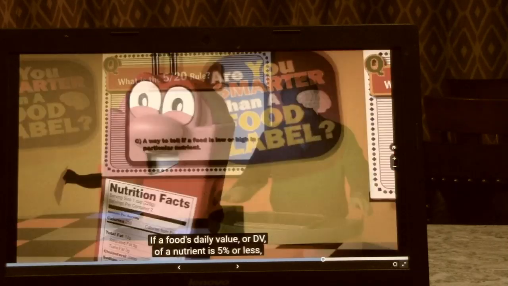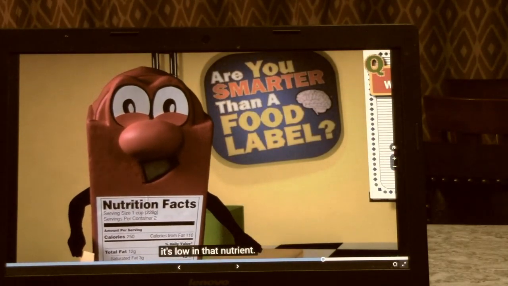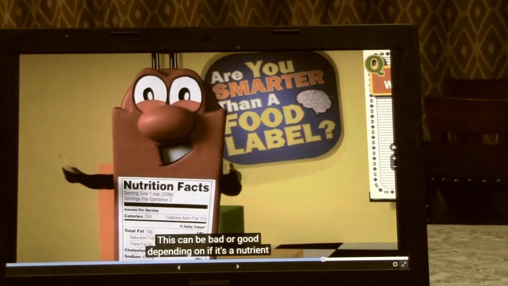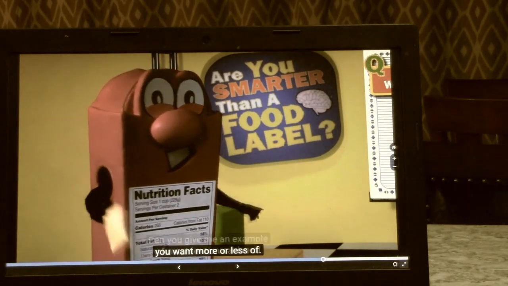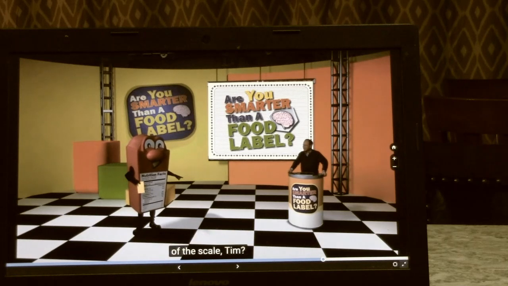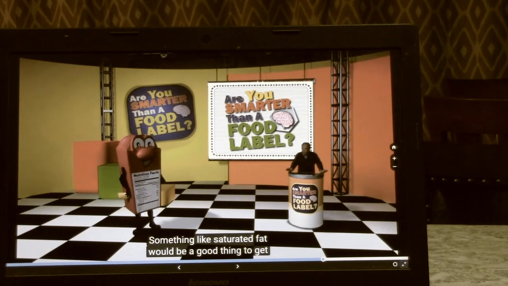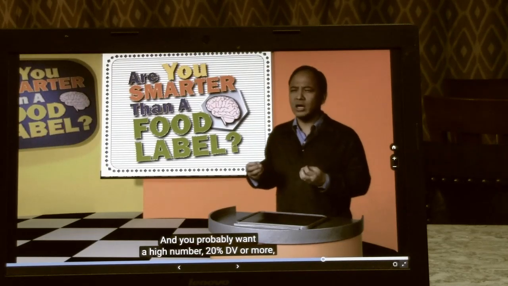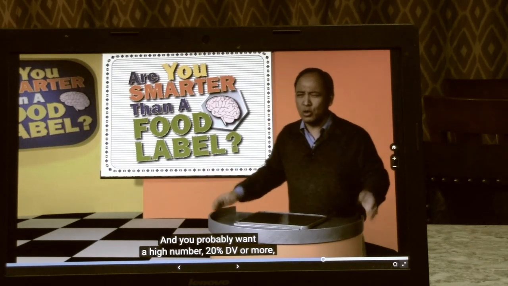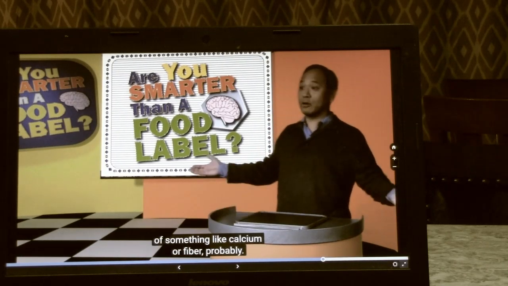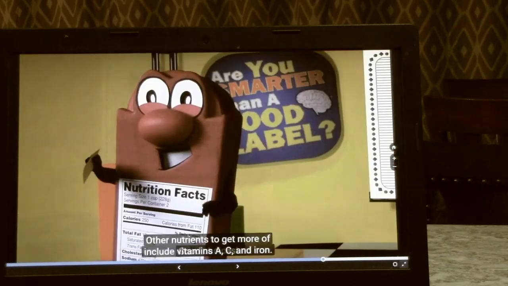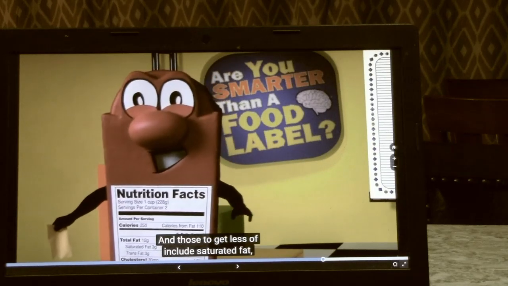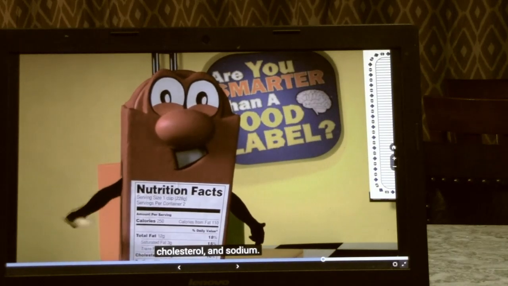If a food's daily value, or DV, of a nutrient is 5% or less, it's low in that nutrient. 20% or more means it's high. This can be bad or good depending on if it's a nutrient you want more or less of. Can you give me an example of a nutrient on each end of the scale, Tim? Something like saturated fat would be a good thing to get 5% or less of, I would think. And you probably want a high number, 20% DV or more, of something like calcium or fiber, probably. Good choices. Other nutrients to get more of include vitamins A, C, and iron. And those to get less of include saturated fat, cholesterol, and sodium.